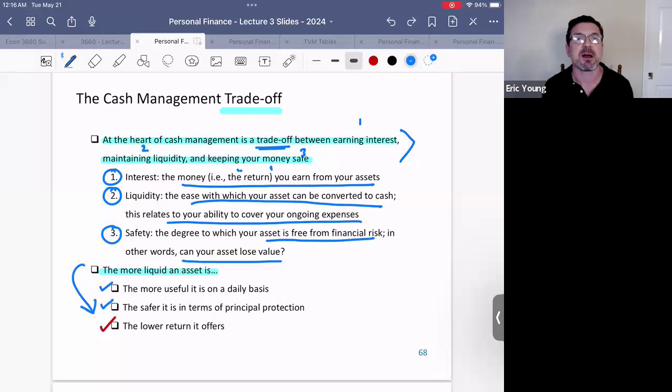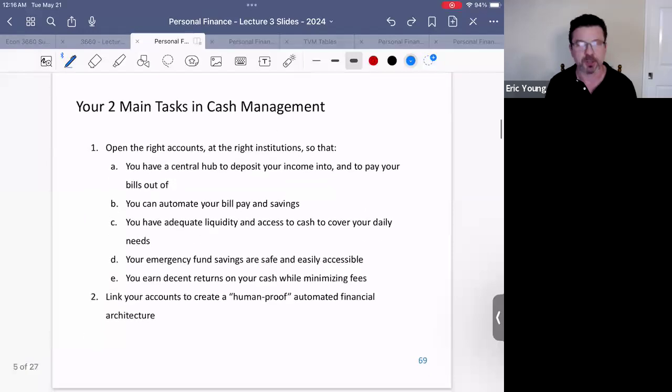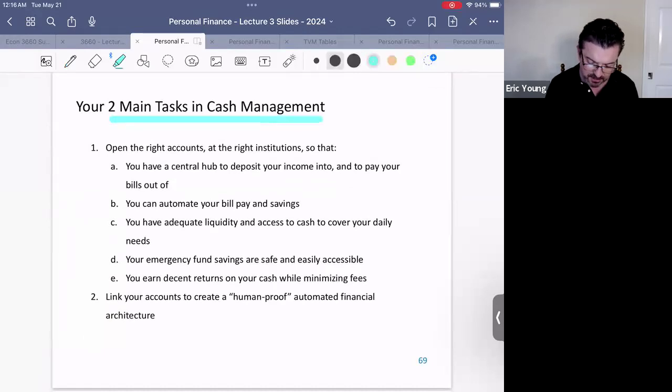So that's the trade-off, and your key job is to find the right tools to achieve what you need to achieve given that trade-off. Okay. There's a lot of different tasks in cash management, but I would offer to you, as you're starting your journey, you have two big tasks. So we're going to say that you have two main tasks in cash management. And again, here, we're going back to our metaphor of getting the right tools for the job.